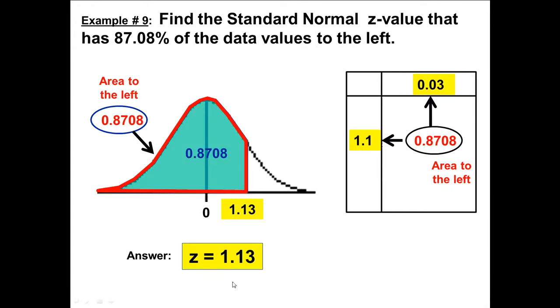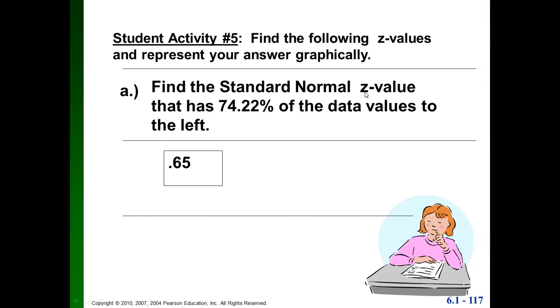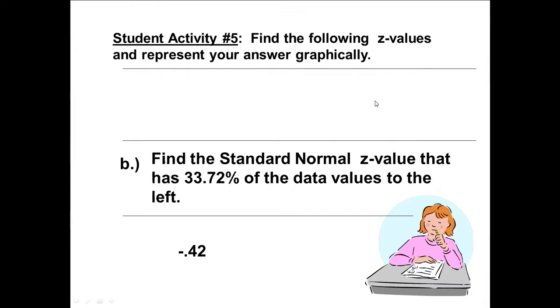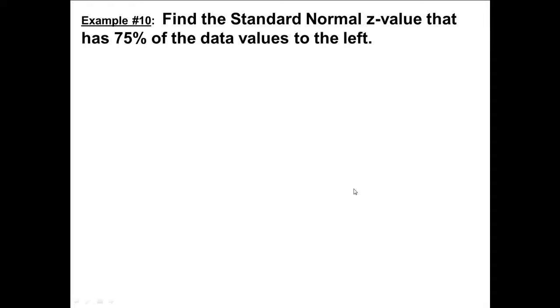Okay, the next way of doing it is this way. Let's try these. Correct? And correct. Okay, let's look at the next example. Let's find the standard normal z-value that has 75% of the data values to the left this time.